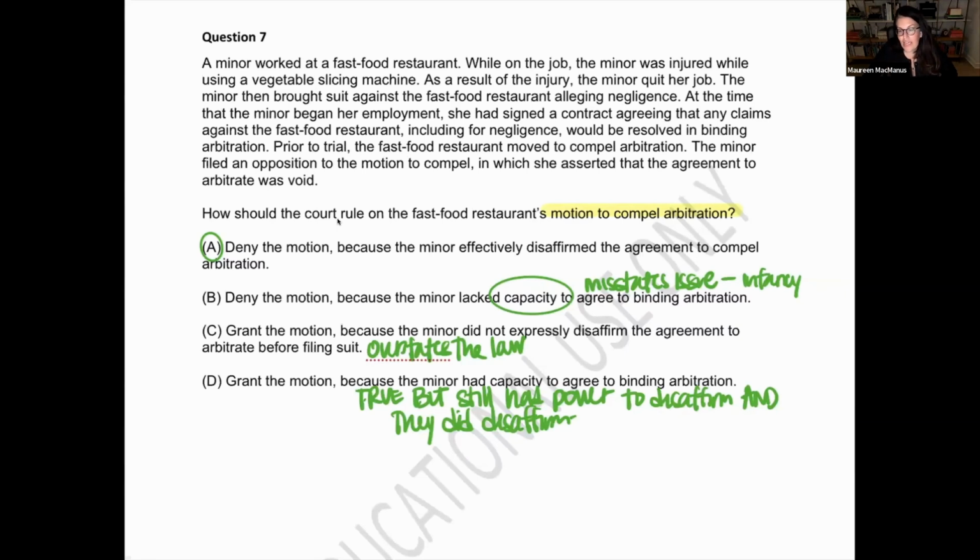Yeah, that's true. Even if a minor lacks capacity, they can still disaffirm the contract, but they can enter into a contract. Yeah, exactly. Even if a minor, yeah.